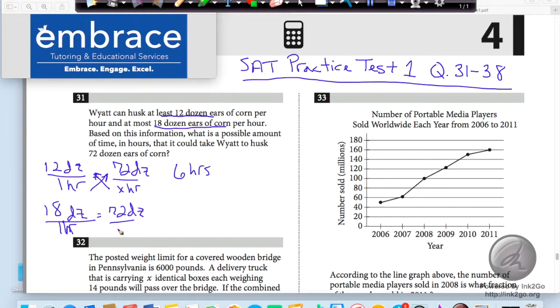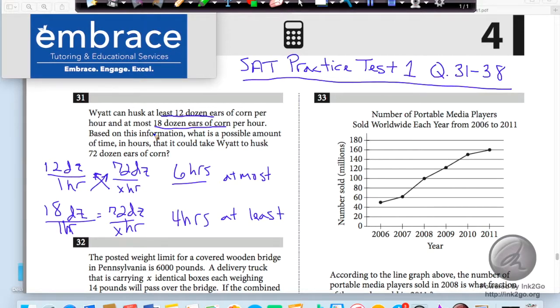Here, I'm going to do the same, where I'm going to have X number of hours to try and solve on the bottom. Right? I'm trying to solve the proportion of the ratio of this is what it is when he's 12 dozen ears of corn per hour, and here's when he's 18 dozen ears of corn per hour. Here's going to be 4 hours. If I were to cross multiply 18 dozen times X hours equals 72 dozen times 1 hour. So here's my at most value, and here is my at least value.